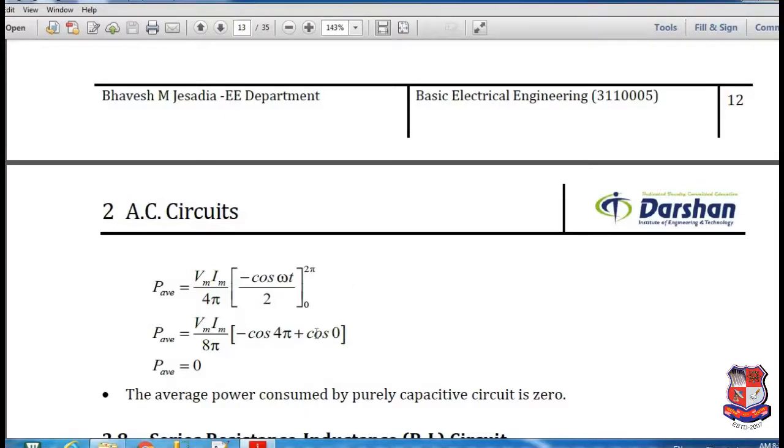So in this lecture we learned about the purely resistive circuit, purely inductive circuit, and purely capacitive circuit.